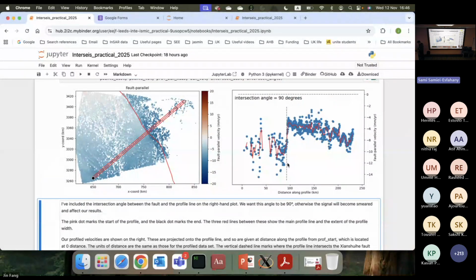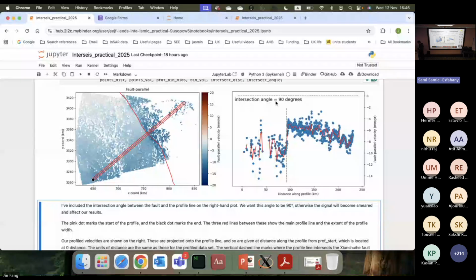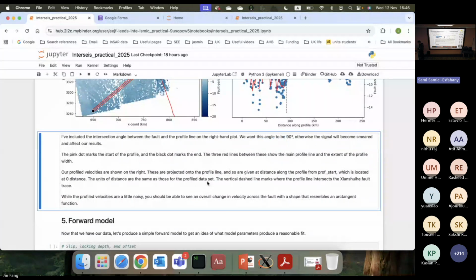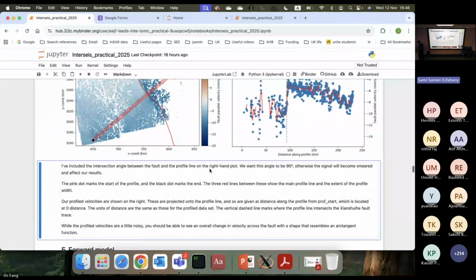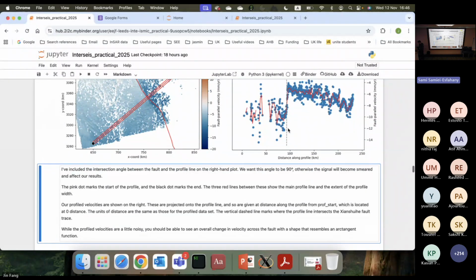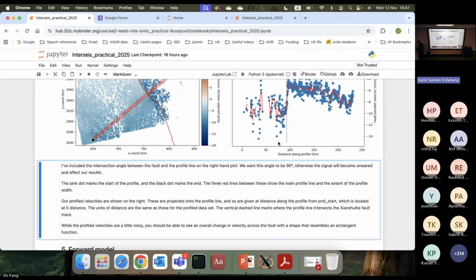The vertical dashed line marks where the profile intersects with the central fault. And we also include the intersection angle here. We want this to be 90 degrees, otherwise the signals will become smeared and affect our results. So, these profiled velocities are a little noisy, but you still see an overall change in velocity across the fault with a shape that's similar to an arctangent function that we discussed earlier.